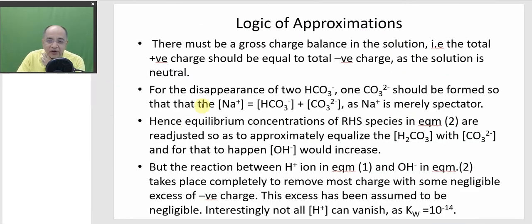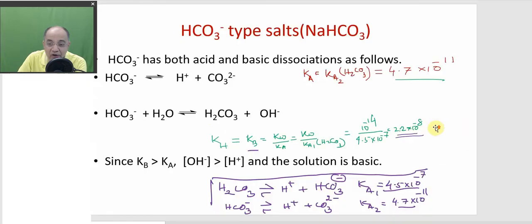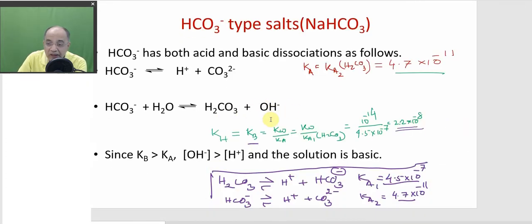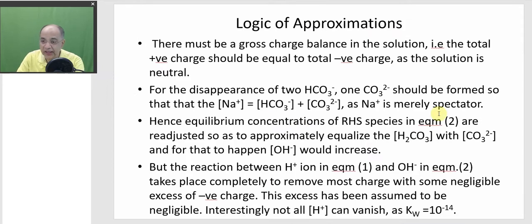Here, for a disappearance of two bicarbonate ions, one carbonate should be formed so that there is a net charge balance. Na plus is merely a spectator. Hence, equilibrium concentrations of RHS species in equilibrium 2 have to be readjusted so as to approximately equalize carbonic acid concentration with carbonate ion concentration, and for that to happen, OH minus ion concentration would increase, right?